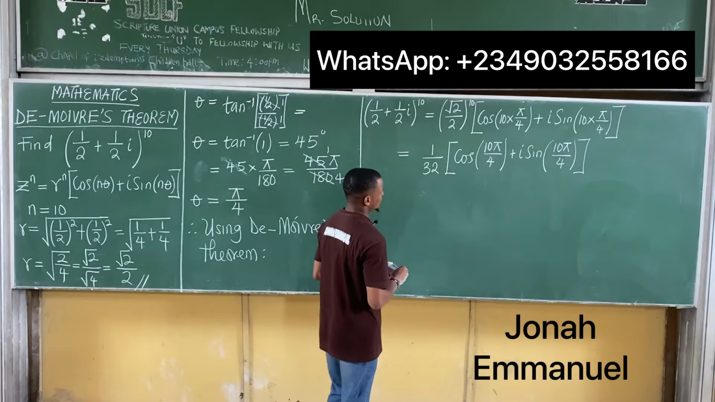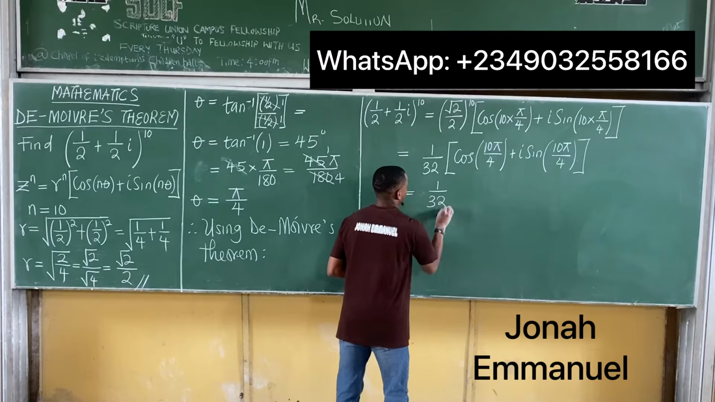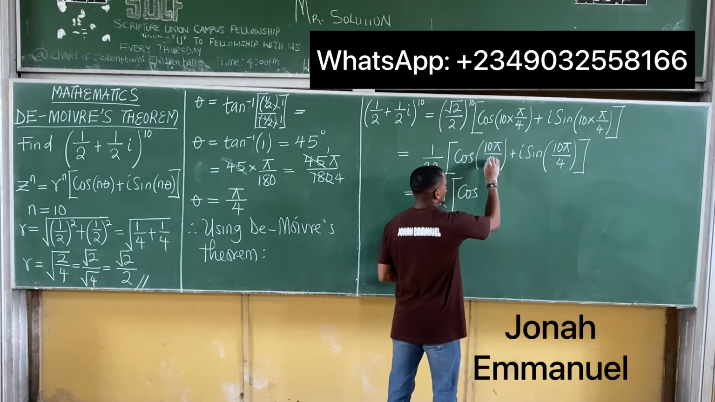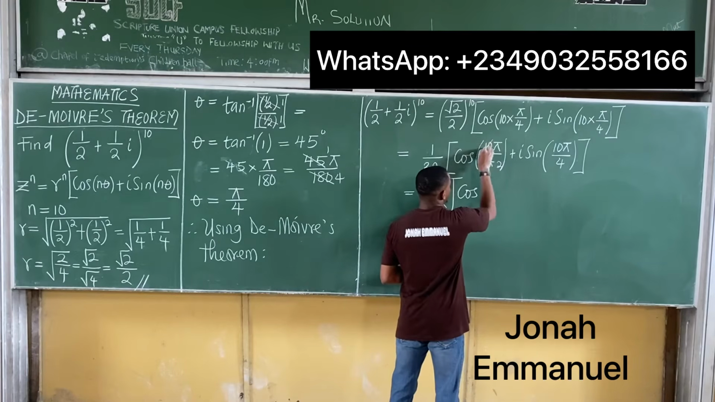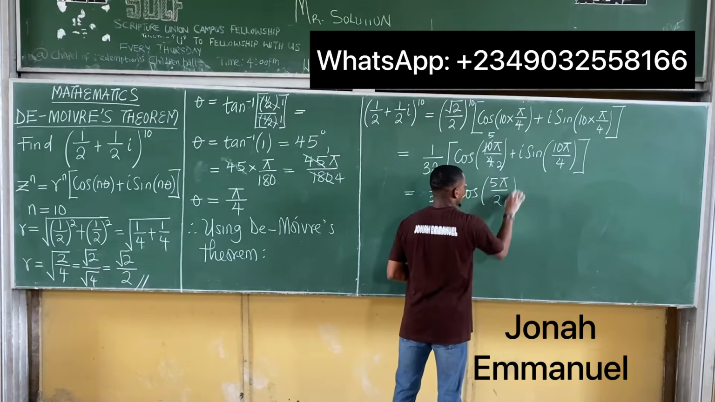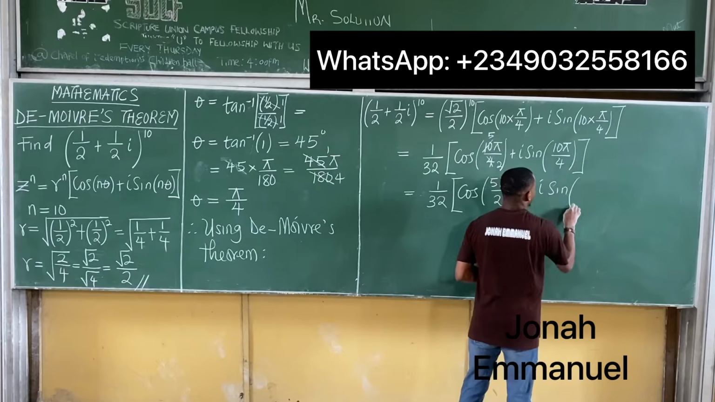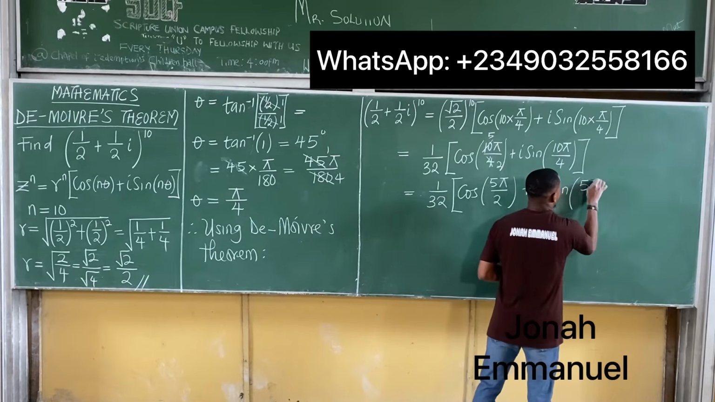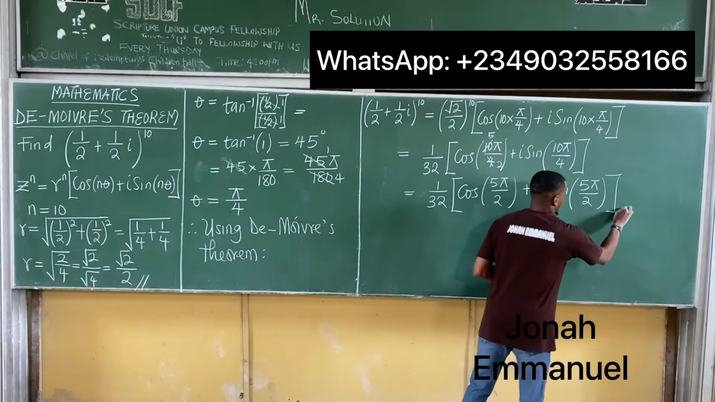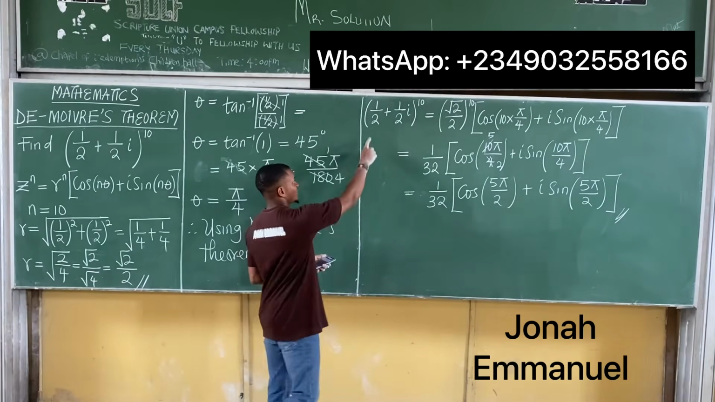All right, so simplify this. This is equal to 1 over 32 into cos, 2 here, 2 here, 5. That's 5 pi over 2, in lowest terms, plus I sine 5 pi all over 2 in the basic form. So this becomes the answer. This one here is the value of this. This one is in radians.